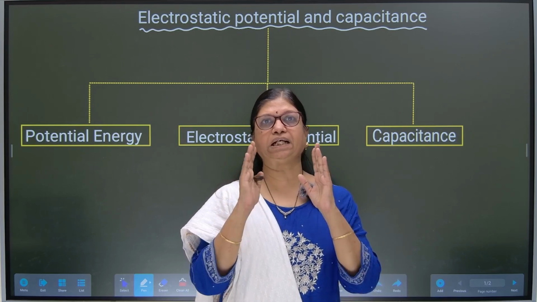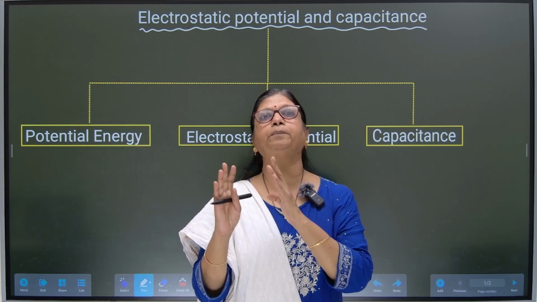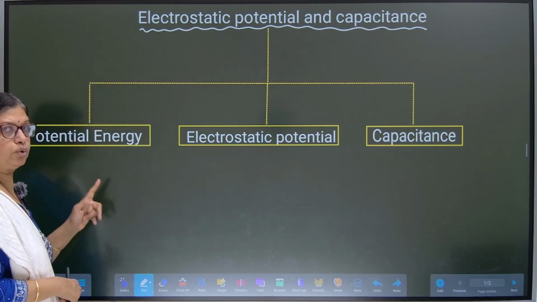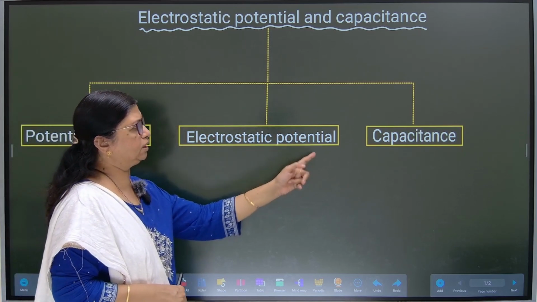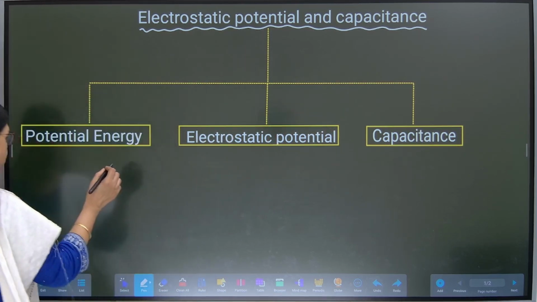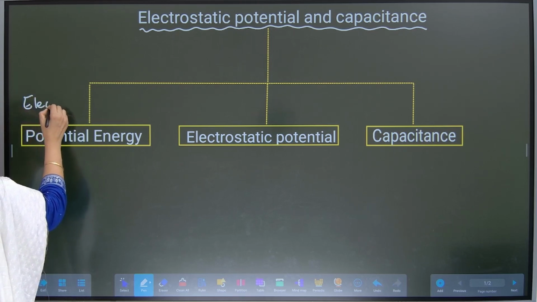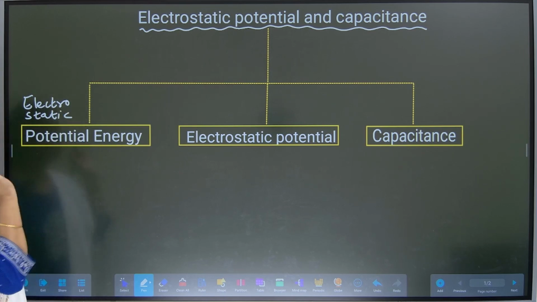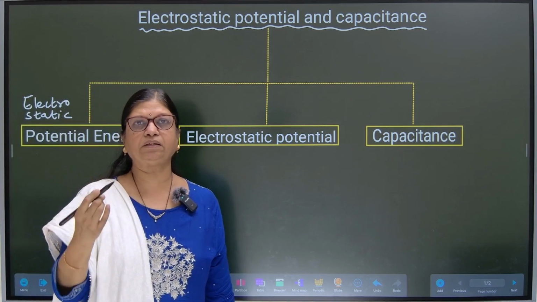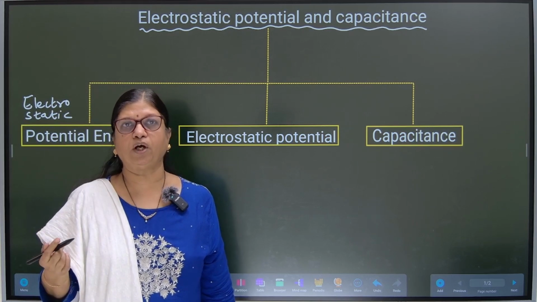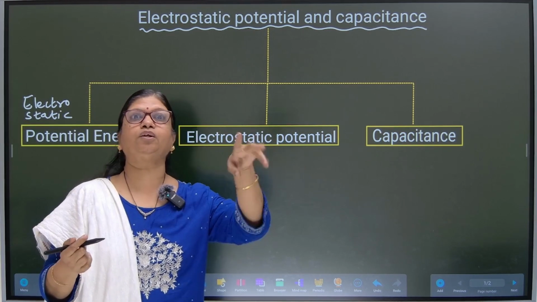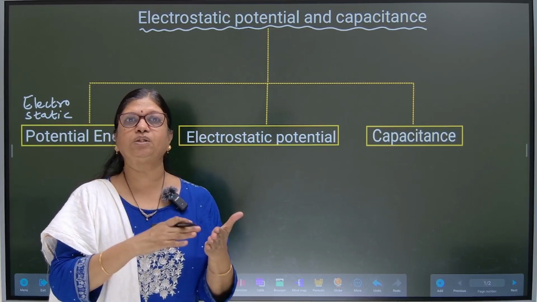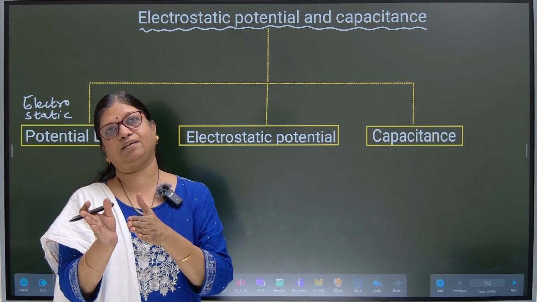Now this chapter consists of mainly 3 topics, that is the electrostatic potential energy, electrostatic potential and capacitance. Let me put it as electrostatic potential energy. Now you may be thinking, from where is this word potential energy coming in electrostatics? For that we have to do a small comparison between gravitational field and electric field.